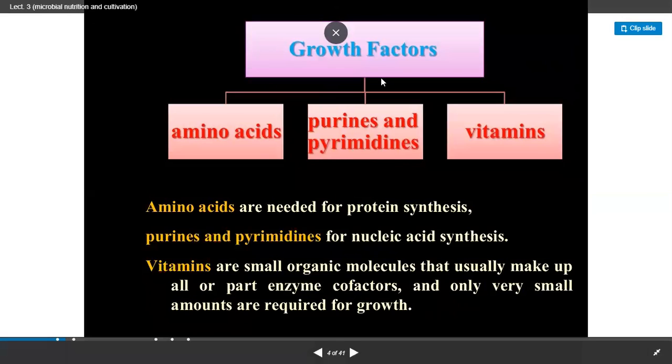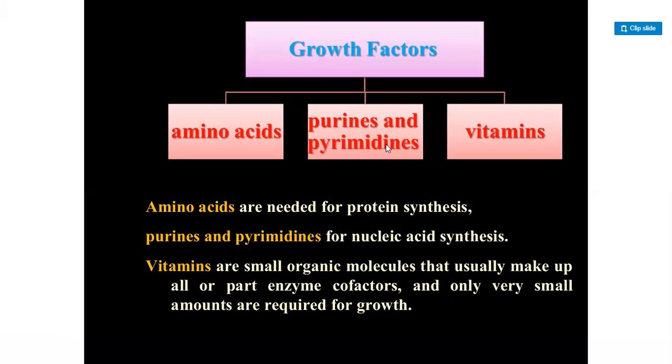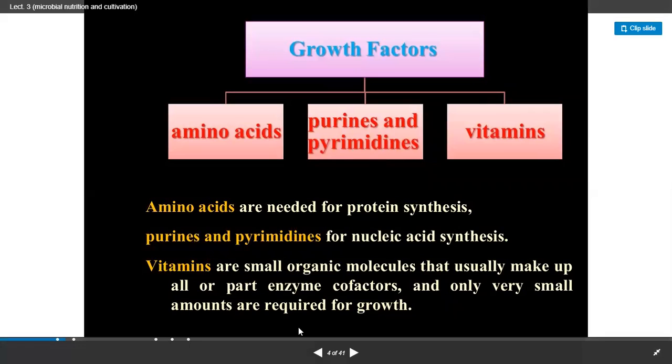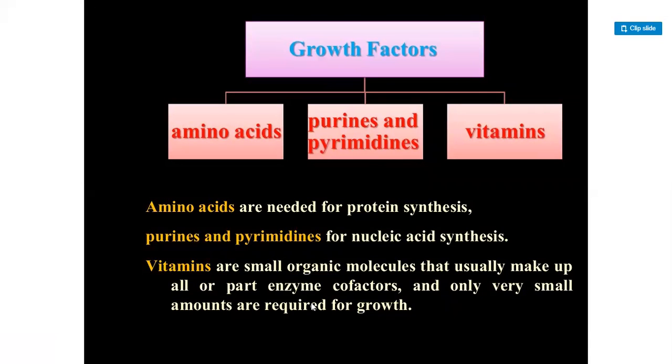What are the growth factors? Amino acids, purines and pyrimidines, and vitamins are the growth factors. Amino acids are needed for protein synthesis. Purines and pyrimidines are required for nucleic acid synthesis, means DNA and RNA. And vitamins are small organic molecules which are part of the enzymes. Okay, they are also the cofactors and they fulfill the requirement of some other growth factors.